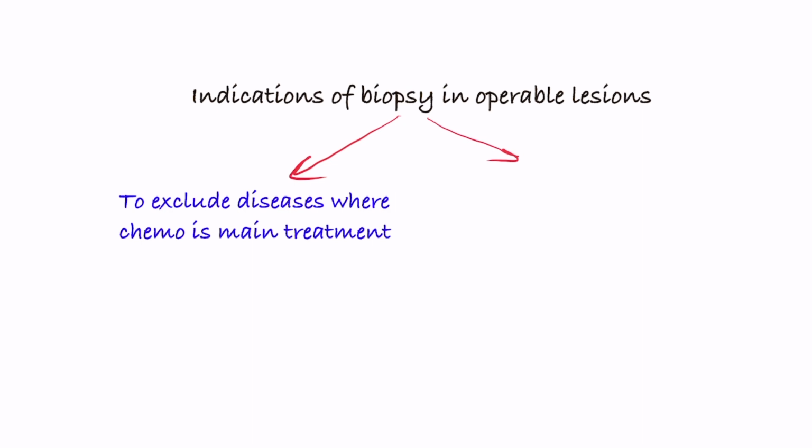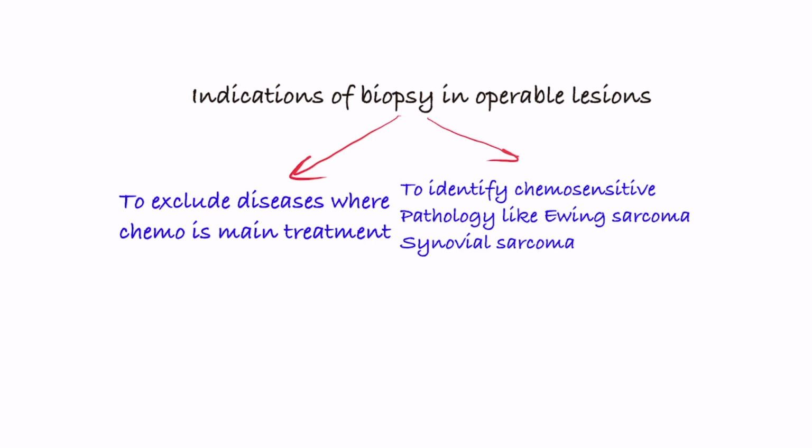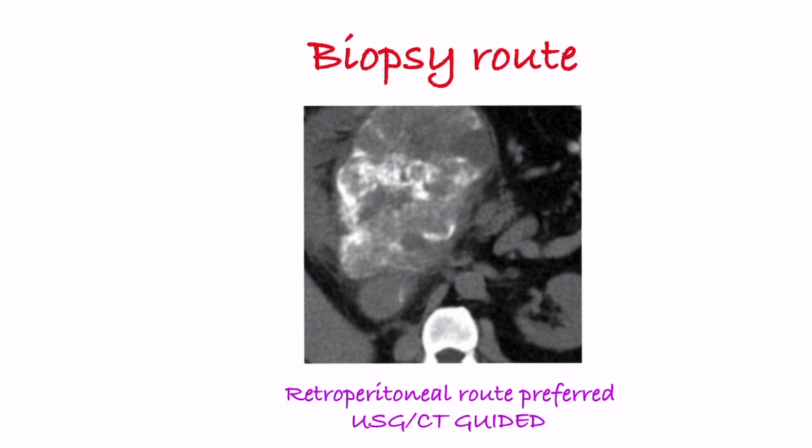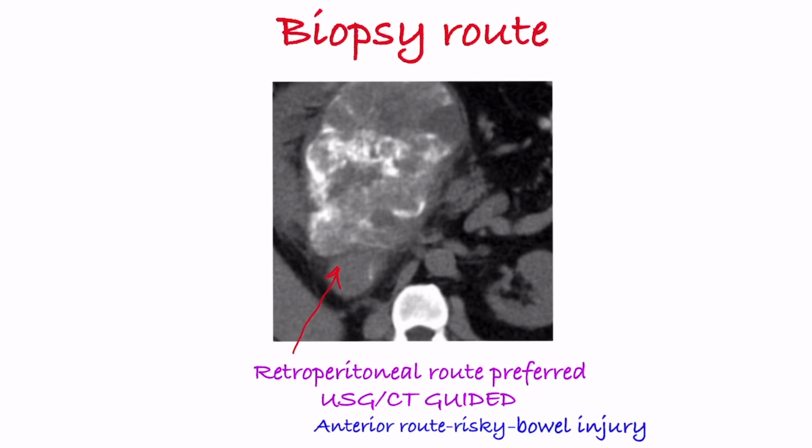In retroperitoneal lesions, main reasons to obtain a core needle biopsy are to exclude other malignant processes like lymphoma, germ cell tumor where chemotherapy is primary treatment rather than surgery. To identify chemosensitive pathology such as Ewing sarcoma, synovial sarcoma or GIST in which neoadjuvant treatment may be indicated to downsize the lesion, reduce its biological activity and potentially facilitate organ-preserving surgery and better oncological outcomes. Core needle biopsy should be performed under CT or USG guidance using a retroperitoneal approach, targeting the highest grade component of the tumor. Anterior approach is risky due to increased chances of bowel injury and bleeding.